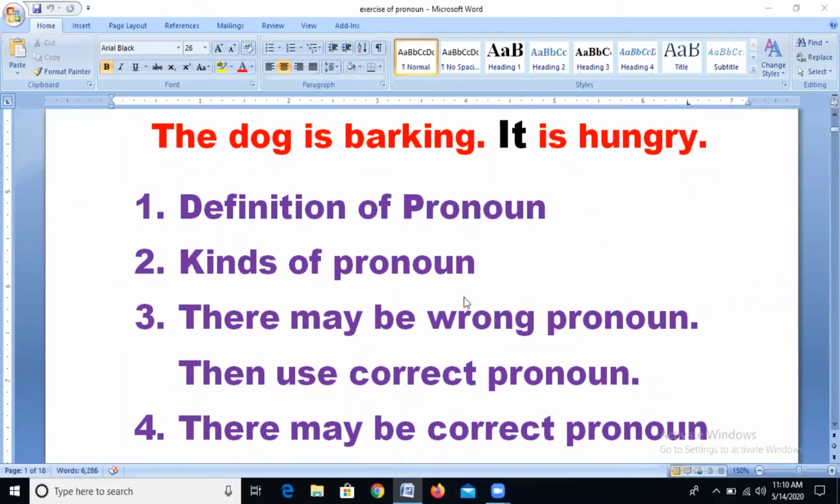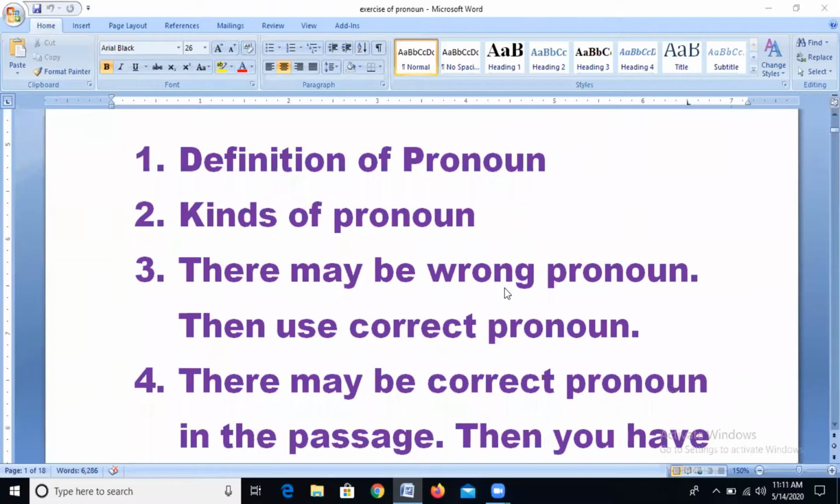Then when you will have a question in your board examination, or in your internal examinations of college, you will be given a passage. And in that very passage, you may have 6 or 7 or 8 or 10 sentences. And in those sentences, you will be given some particular problems regarding pronouns. You may be given a wrong pronoun. If you find a wrong pronoun in the passage or in a sentence, then you have to use a correct pronoun in place of that pronoun. Understand? So you have to use a correct pronoun in place of a wrong pronoun. So you may have a problem like this.